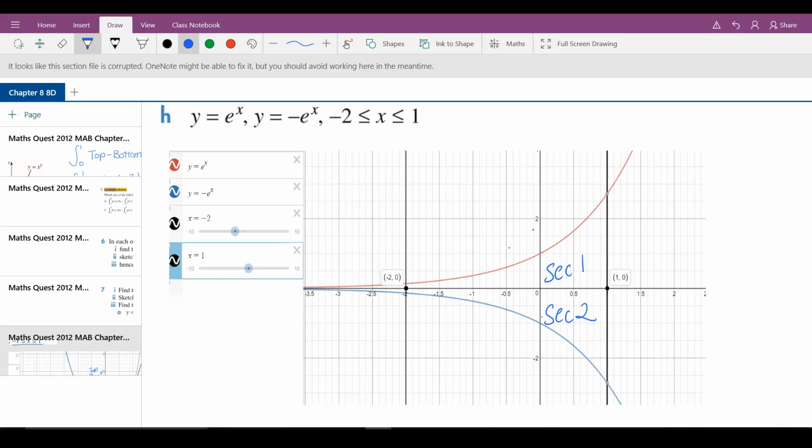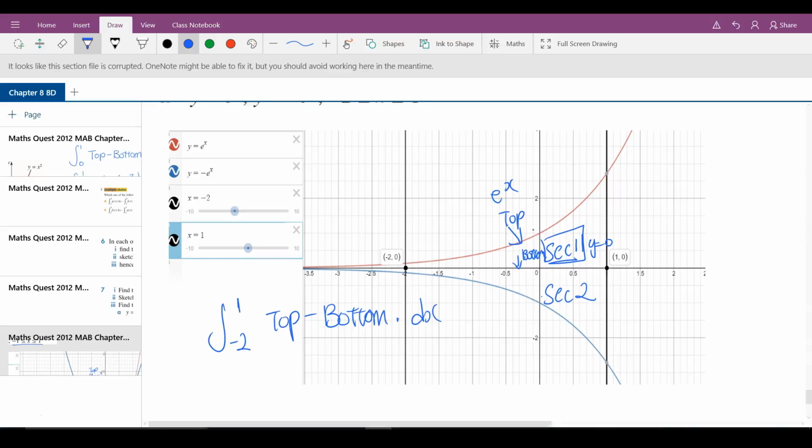Instead, we find section 1. So this is the top and this is the bottom. The top is e to the x. The bottom is y equal to 0. This is the y equal to 0 line. So let's just integrate from -2 to 1, top minus bottom, with respect to x.